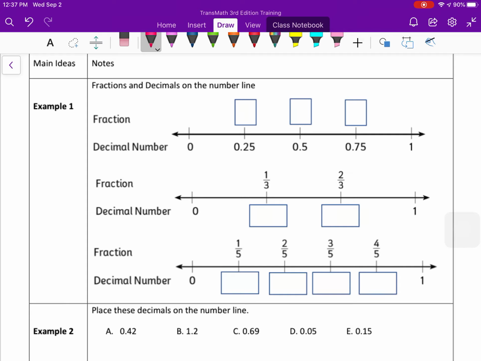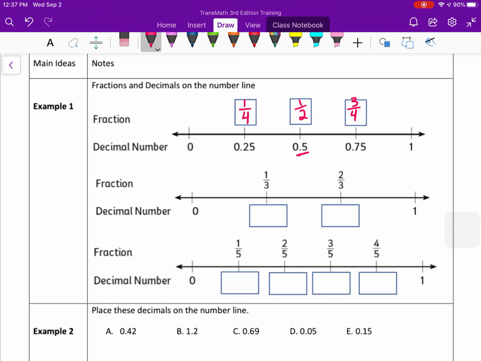So the decimal 0.25, which is read 25 hundredths, is the same as the fraction 1/4. Sometimes I remember that because 25 cents is a quarter. 1/4 of a dollar is 25 cents. 5/10, that is a half. You probably know that one pretty well. 0.75, read as 75 hundredths, is 3/4. Kind of like 3/4 of a dollar is 75 cents.